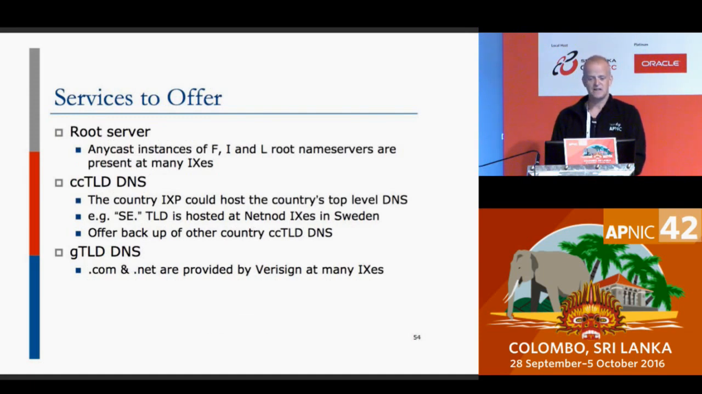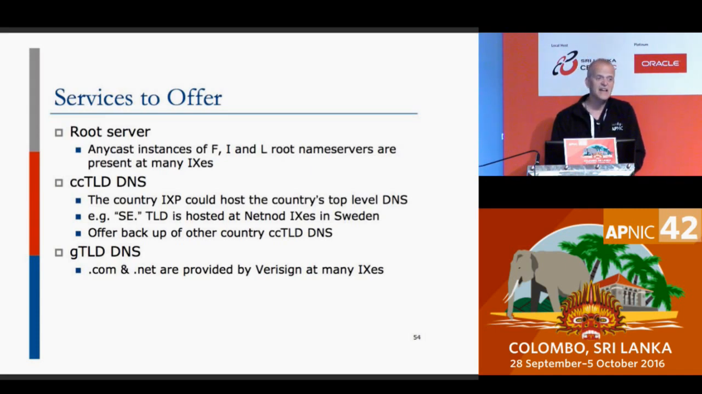So what you see, other services offered could be root name server, very common. Anycast instances of F-root, and there are probably others as well, turn up at many, many exchange points. Right? So those root name servers turn up. I think K turns up at some places as well. Having the root name servers at exchange points really benefits the redundancy and resiliency of the DNS system.